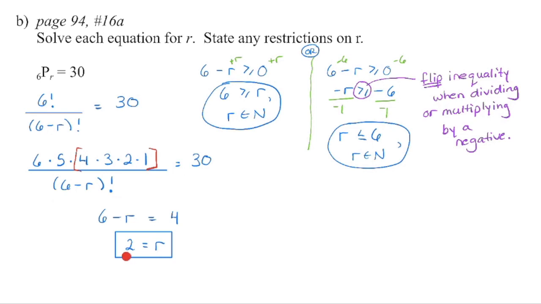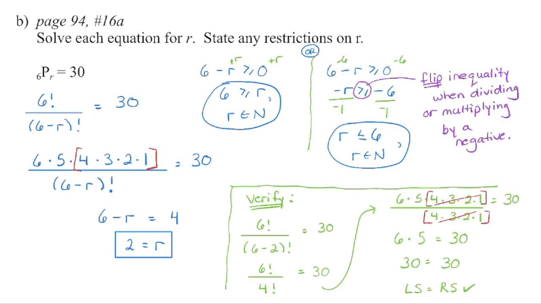So if we think r is equal to 2, we substitute a 2 back in here, and we see 6 minus 2 is 4 factorial. Now we have 6 factorial divided by 4 factorial. If we divide those out, we are left with 6 times 5, which is 30. So my left side does equal the right side. That means r is equal to 2. We also know that r is going to be a natural number that is less than or equal to 6, so that also fits that restriction.